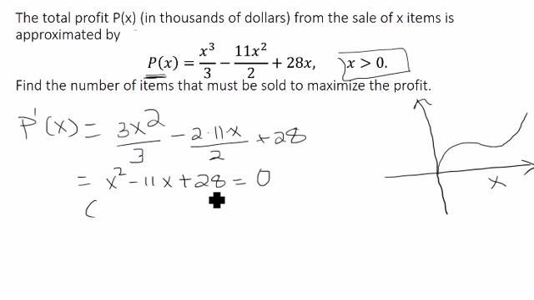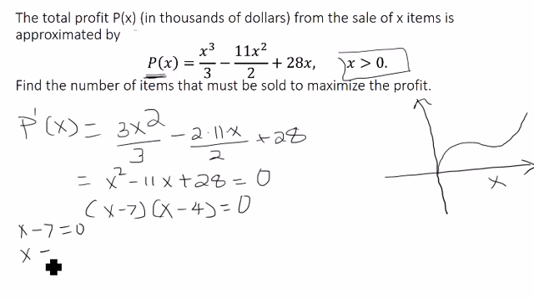So 28 means 7 times 4, and 7 plus 4 is 11, so we get x minus 7 and x minus 4 equals 0. Now using the zero product principle, I have x minus 7 equals 0, which gives me x equals 7, and x minus 4 equals 0, and of course adding 4 to both sides gives me x equals 4.